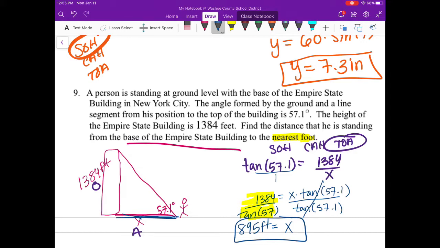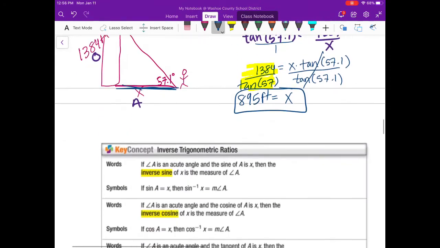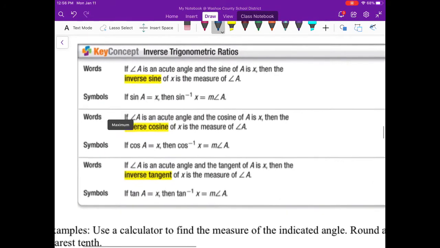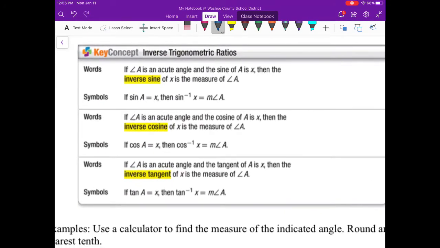All right, so up to this point, we've been using the trig ratios to solve for missing sides, but we can also use them, and a variation of them, to find the missing angle, okay? And these are called inverse trig ratios. And inverse trig ratios look like this. They have sine to the -1, cosine to the -1, tangent to the -1.